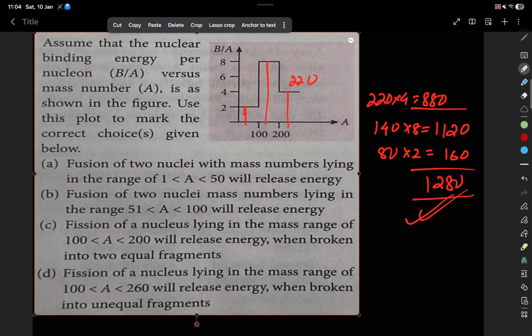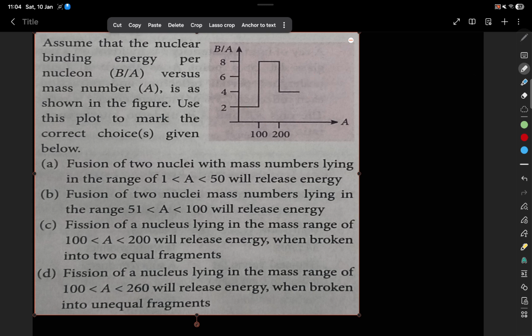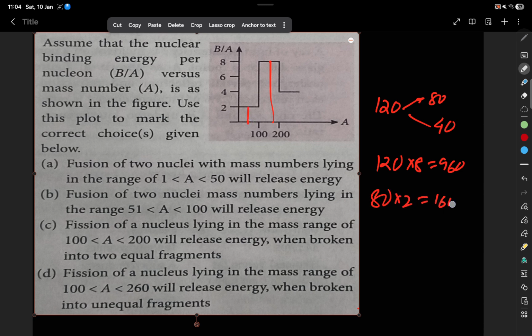But if you take a nucleus like, let's say, 120, what will happen? 120 can be broken into fragments 80 and 40. So 120 into 8 is 960, and 80 into 2 is 160, and 40 into 2 is also 80. So now in this case the binding energy decreases. So option D will not always happen. Sometimes it may release energy, sometimes it may not release energy. So that's why option B will be your correct answer.